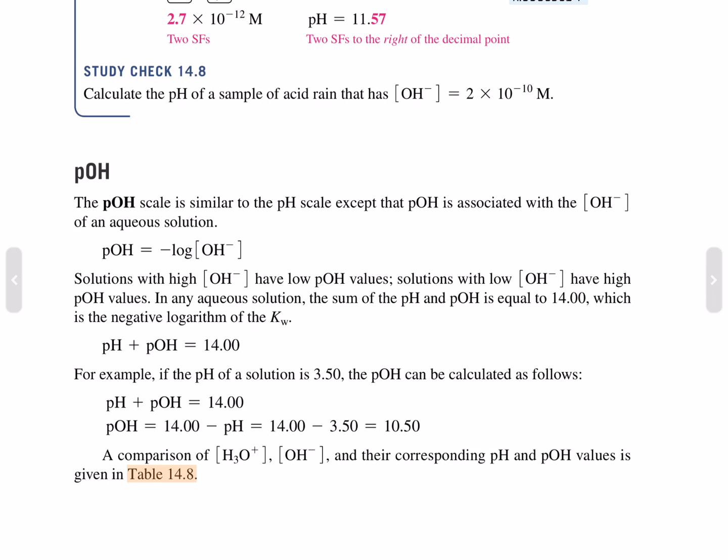In any aqueous solution, the sum of pH and pOH is equal to 14, which is the negative logarithm of K sub W. The pH plus the pOH is always 14. For example, if the pH of a solution is 3.5, the pOH can be calculated as 14 minus 3.5, which is 10.5. A comparison of concentration of hydronium and hydroxide and their corresponding pH and pOH values is given in Table 14.8.